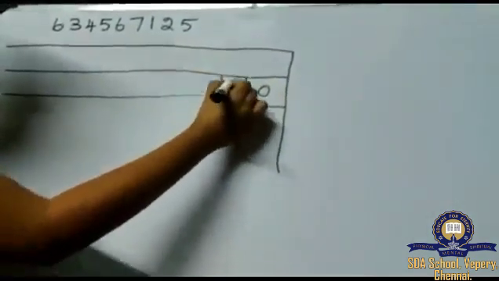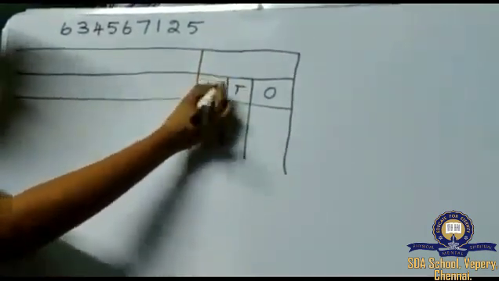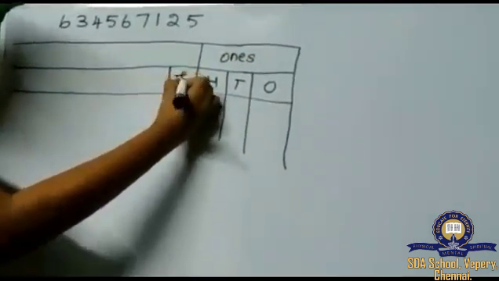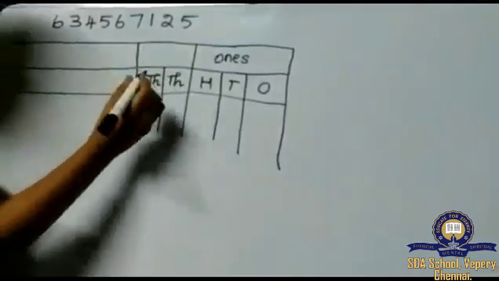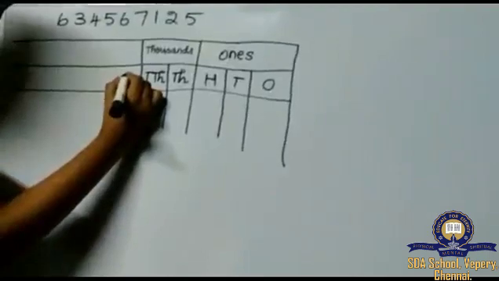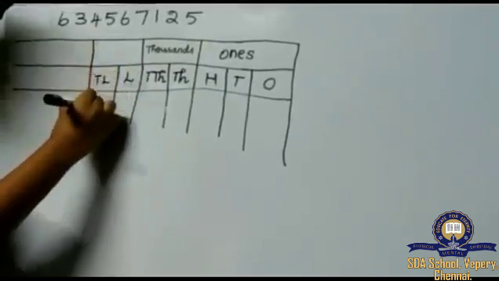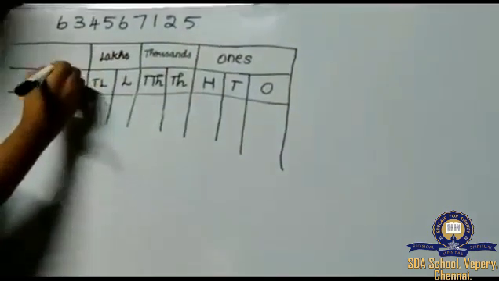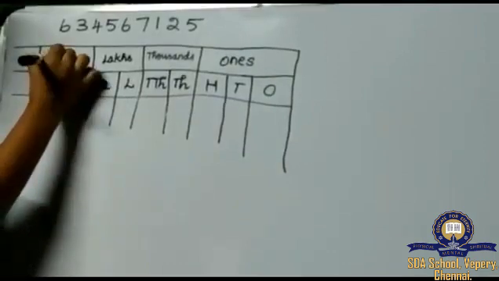This is the ones place, tens and hundreds place. So ones, tens and hundreds come under the ones place value. Followed by the thousands place and 10,000s place. So 1,000 and 10,000 come under the thousands place. After 10,000, lakhs and 10 lakhs. So lakhs and 10 lakhs come under the lakhs place, followed by crores and 10 crores.